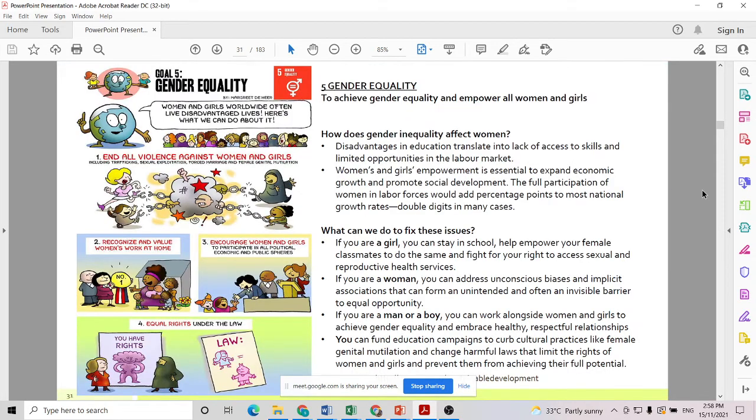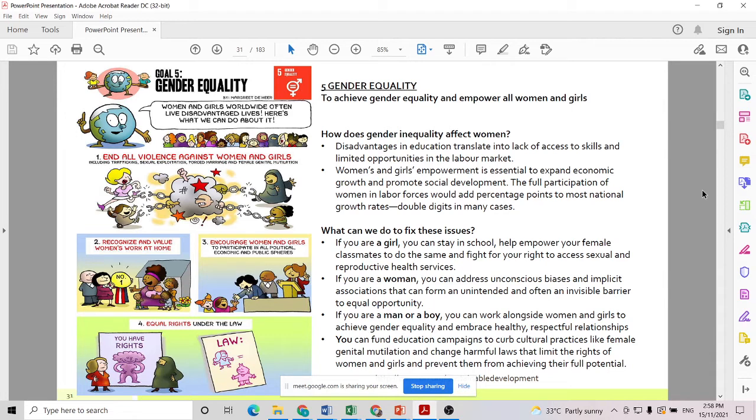Okay, and then number 5, gender equality. So how does gender inequality affect women? Basically, a disadvantage in education translates into a lack of skills and also limited opportunities in the labor market. An example is that women and girls' empowerment is essential to expand economic growth and promote social development.